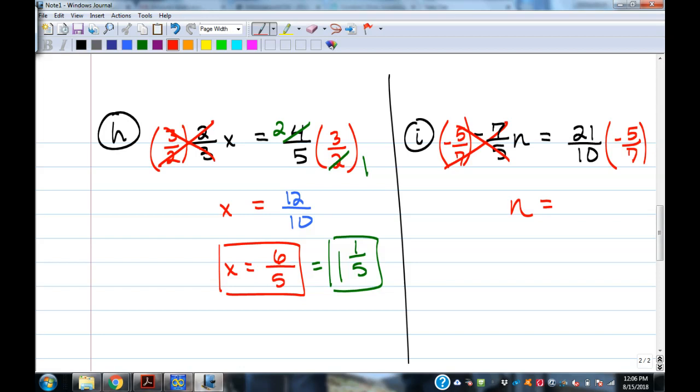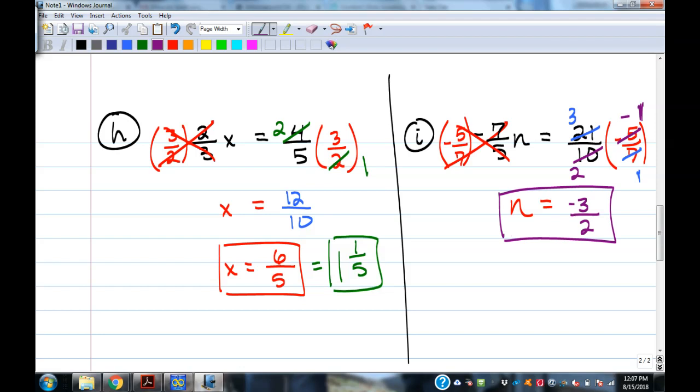Now, we can multiply straight across, 21 times 5 and 10 times 7, and get that big fraction. Or we can cross cancel. If I cross cancel, will 21 and 7 do any canceling? 7 goes into 21 3 times, yeah. So I can cross-cancel with that. It goes into itself once, and then 21 3 times. What about negative 5 and 10? Yeah, 2, and then that's negative 1. And then I just multiply straight across. 3 times negative 1, negative 3. 2 times 1, 2.